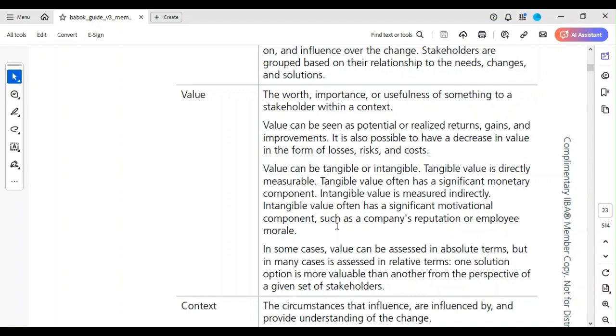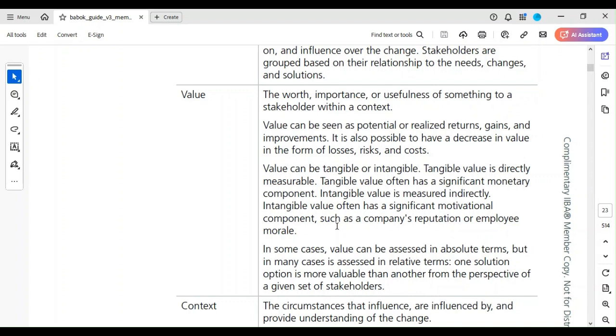So it tells you that value can be seen as potential or realized return. When we start seeing those results, we can say, okay, realized returns, gains, when we start seeing the cash inflow and improvement, when we start seeing those clicks. It is also possible to have a decrease in value in the form of losses, risk, and costs. Plunging down.